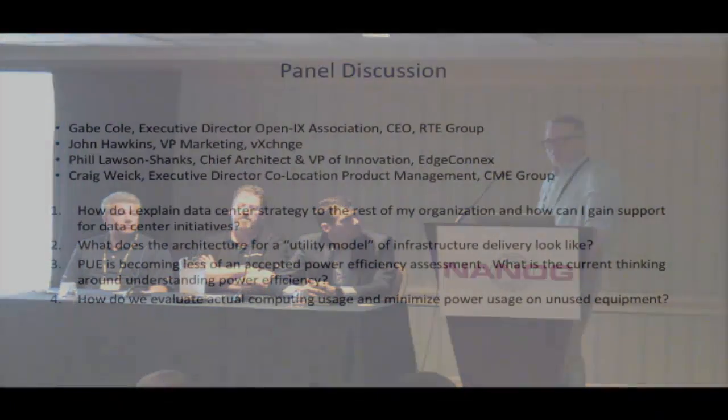So, just to put a little context around the second question: what does the architecture for a utility model of infrastructure delivery look like? Maybe architecture is not exactly the right word. It's kind of all of the components of the data center in terms of how you've procured it, how you set it up, how it's being operated.